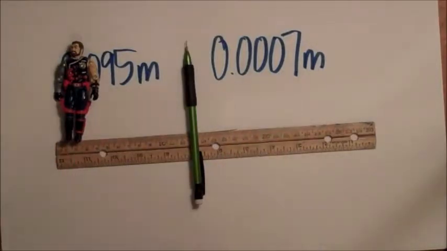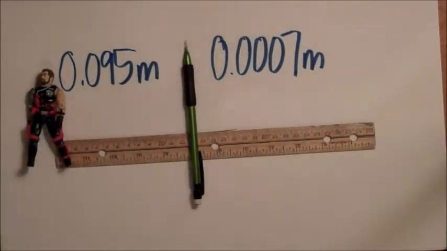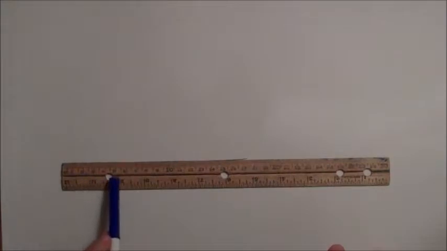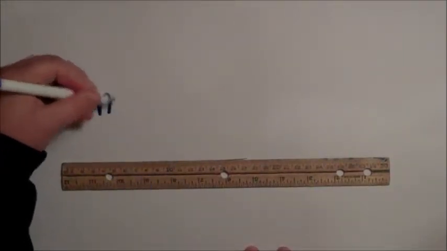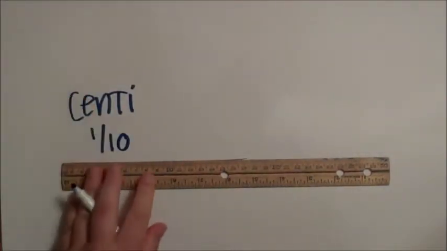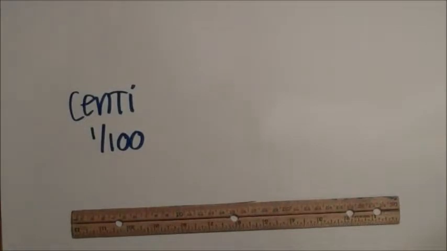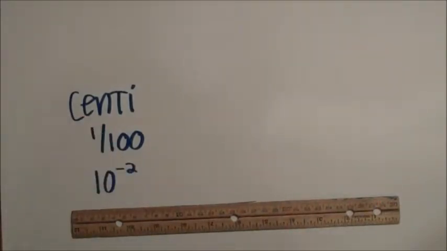So if we converted this somehow, we could make it easier to write. And that's what I'm going to show you really quick here. We use something called conversion factors. For every meter, there are 100 centimeters, which means that a centimeter is 1/100th of a meter. We can also write this in base 10, which is 10 to the minus 2.